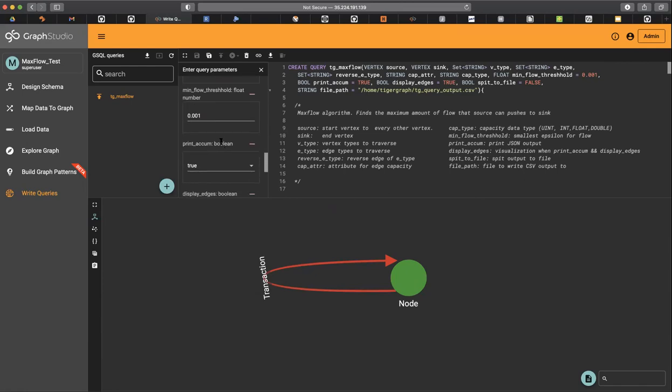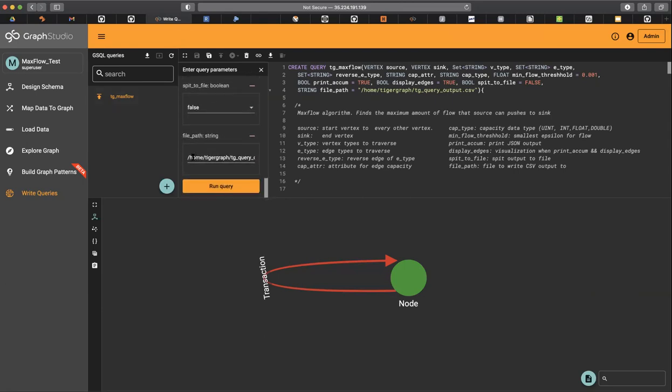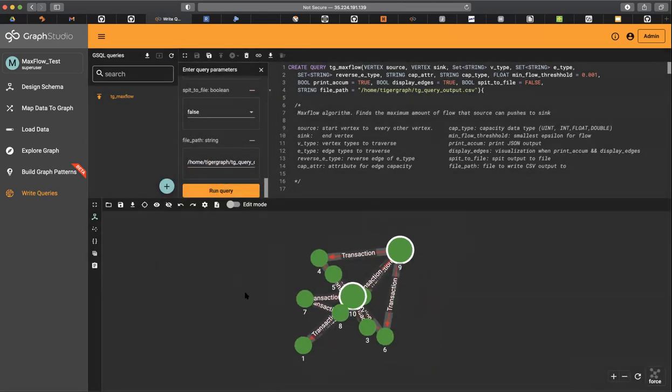The min flow threshold can be left alone for now. The print accumulators and display edges we'll leave on. We don't want to write to file, but this is the default file path if you do want to write to file. And let's run this algorithm.